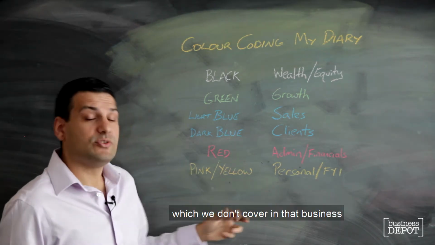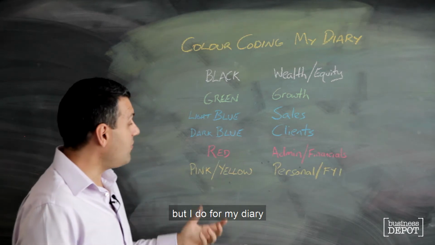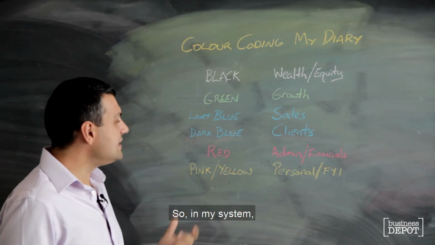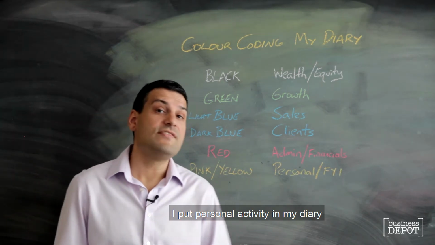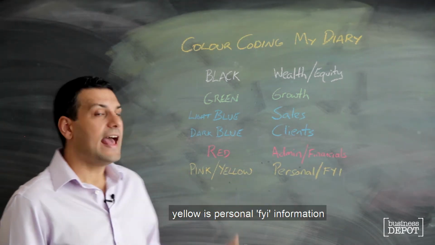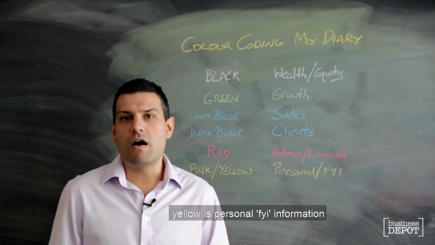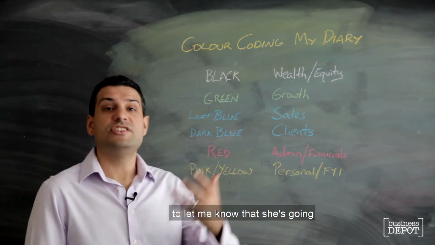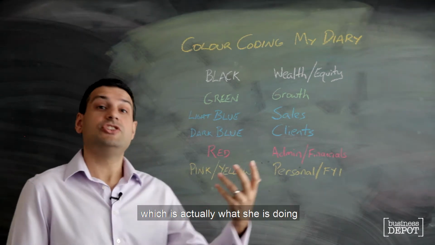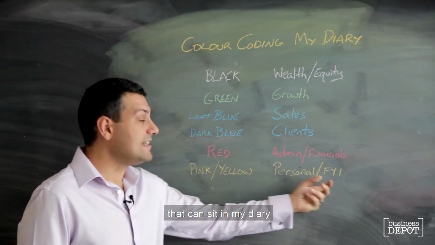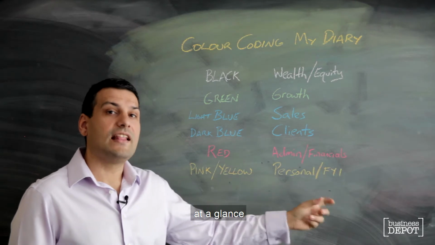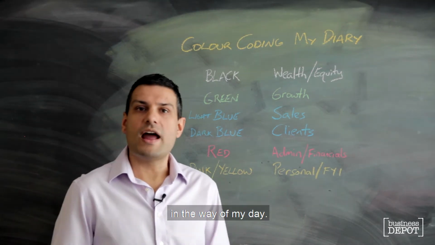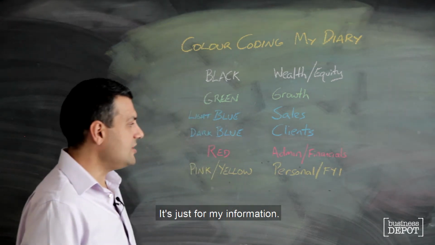The last element, which we don't cover in that business, but I do for my diary, is some of that personal side of things. So in my system, I put personal activity in my diary as pink, and then yellow is personal FYI information. So when my beautiful wife sends me an email to let me know that she's going to be on a plane, which is actually what she's doing right now as we speak, that can sit in my diary, but I can tell at a glance that, because it's yellow, it's not something that's going to get in the way of my day. It's just for my information.